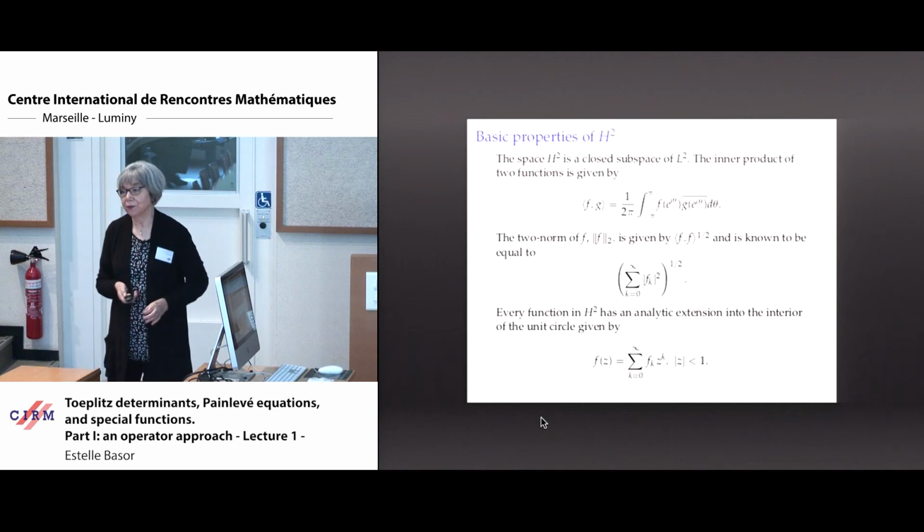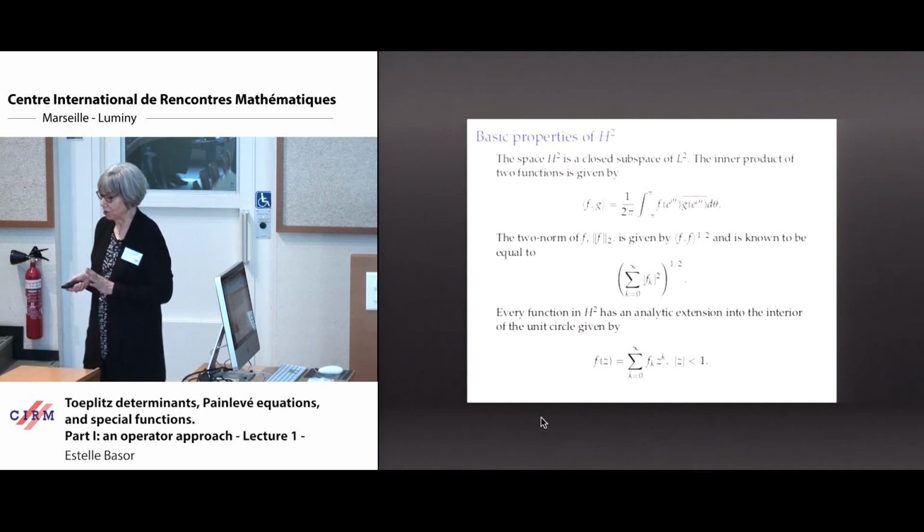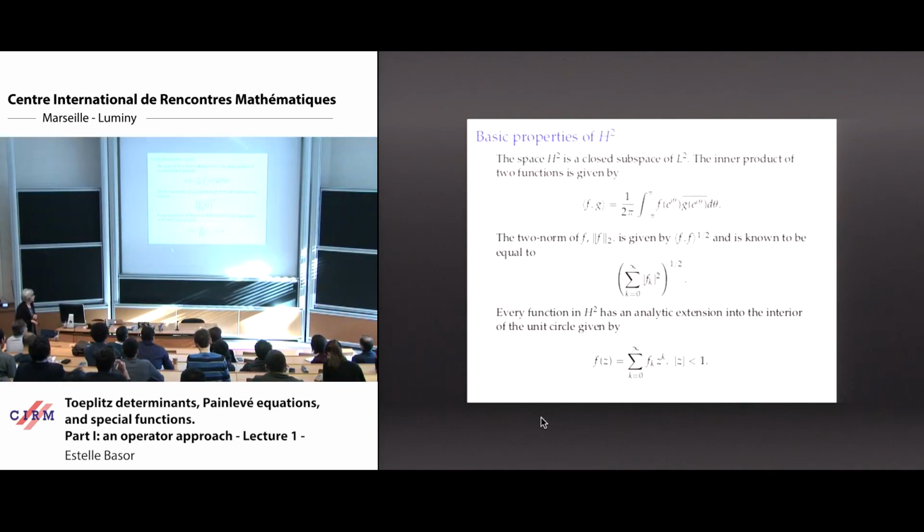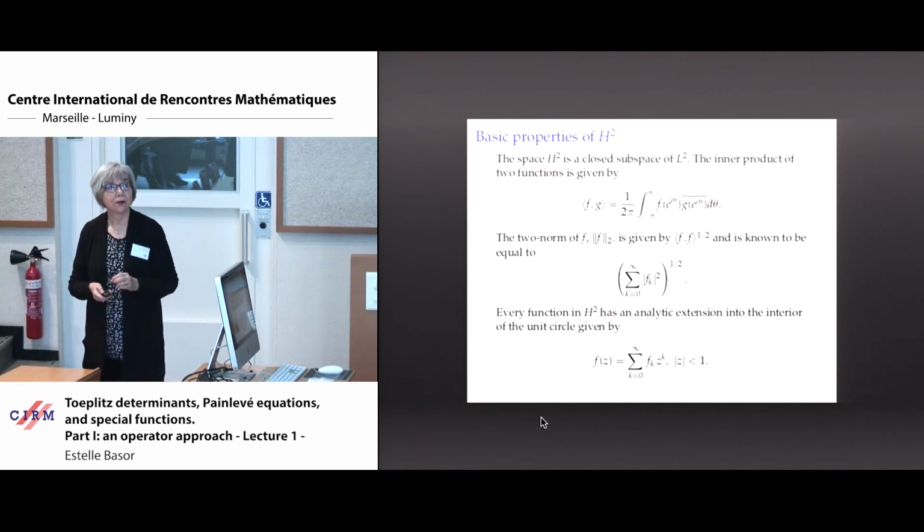Okay, so you've probably seen H2 or little L2, but just in case, you have an inner product, which is the standard one. A norm is given by just the square root of the sum of the squares of the sequences. And every function in H2 has an analytic extension into the interior of the unit circle. So you just think of that same series, but you think of the absolute value of z to be less than 1. And we'll go back and forth with that. So sometimes we'll think of the sequence, sometimes we'll think of the function that is analytic in the interior of the disk.